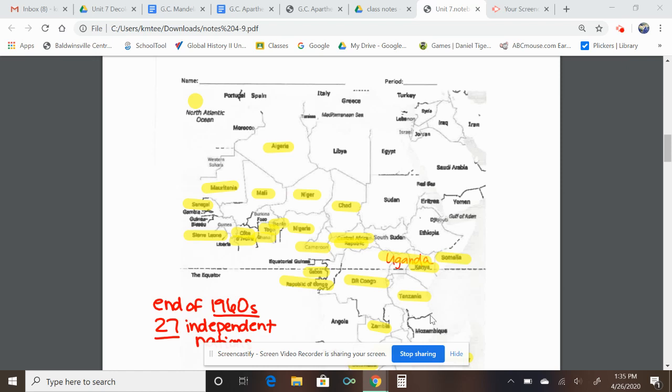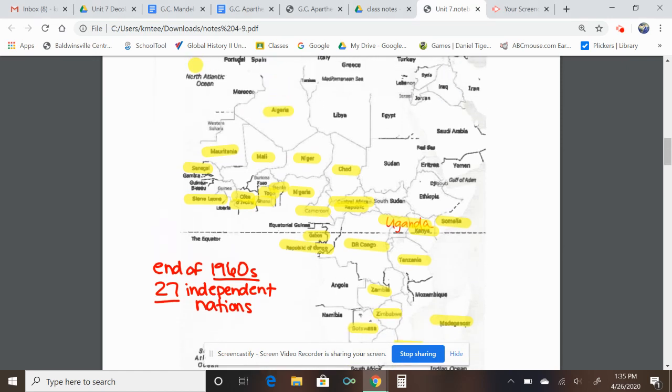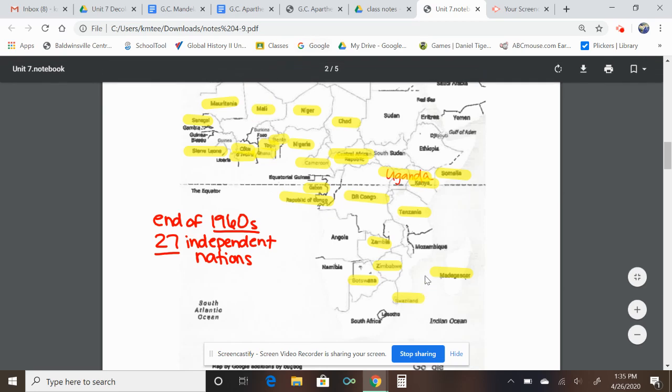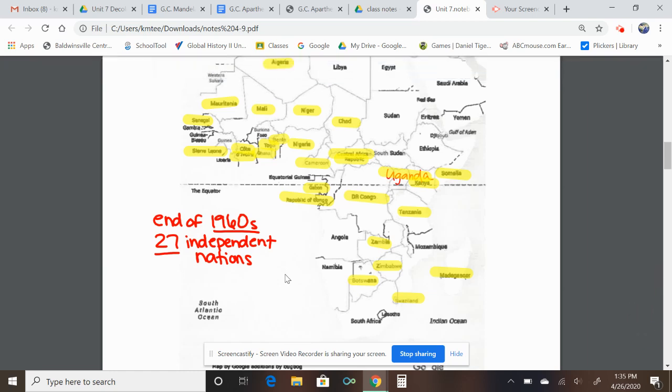So, I just want to draw your attention to this map of Africa right here. It's kind of difficult to see the outline of the country, but I want you to look at these highlighted countries within the continent of Africa. So all these countries that are highlighted ended up gaining their independence in the 1960s. So by the end of the 1960s, there's 27 independent nations in Africa. Okay, so think of that time.